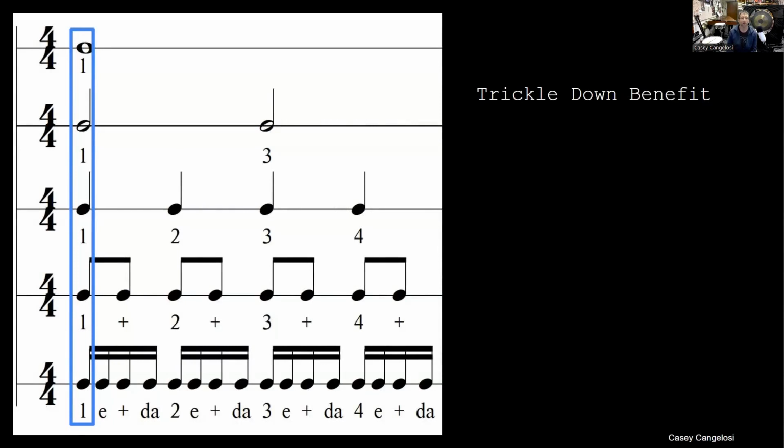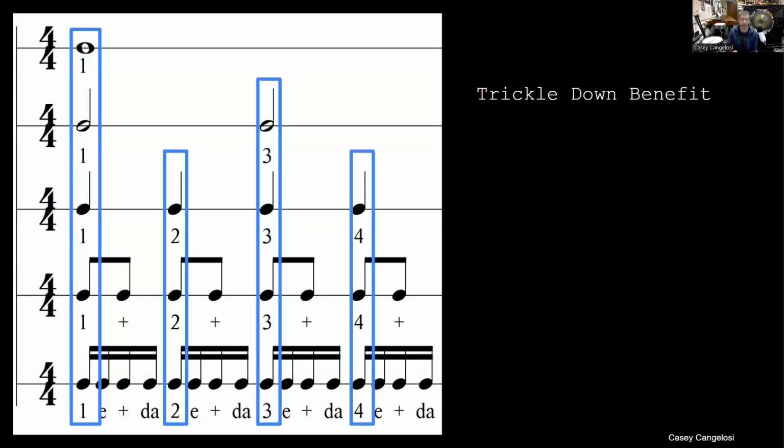So probably my favorite thing about this counting system is what I'm going to call today just the trickle down benefit. Every beat gets a number, and that happens no matter what time signature and meter you're in. We're in 4/4 right now, but if we were in 6/4, this would go all the way to 6. If we're in 3/4, it would just go to 3, so on and so forth. This is great because it corresponds to a conductor's pattern. These are the same beats that a conductor is going to conduct.